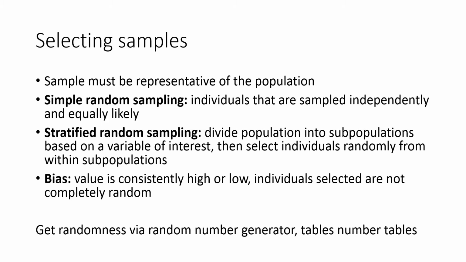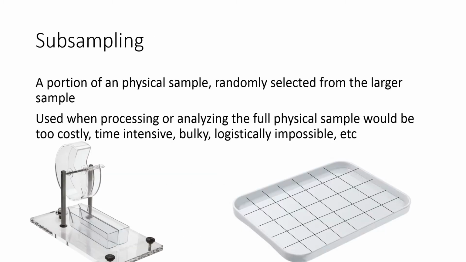In the field, the practical nature of it is you can get randomness from things like random number generators or tables of random numbers, and actually your book has some random number tables, and it describes explicitly how to use those random numbers in the random number tables.